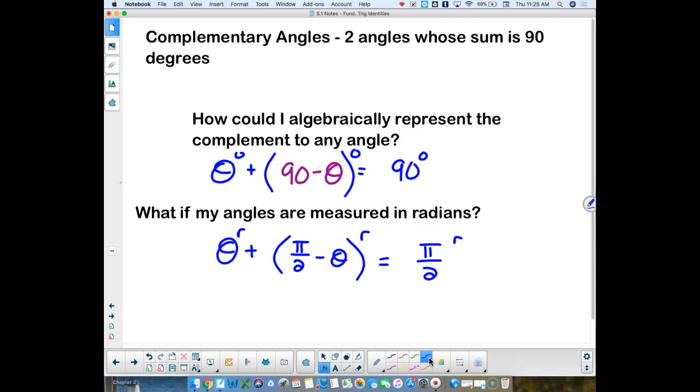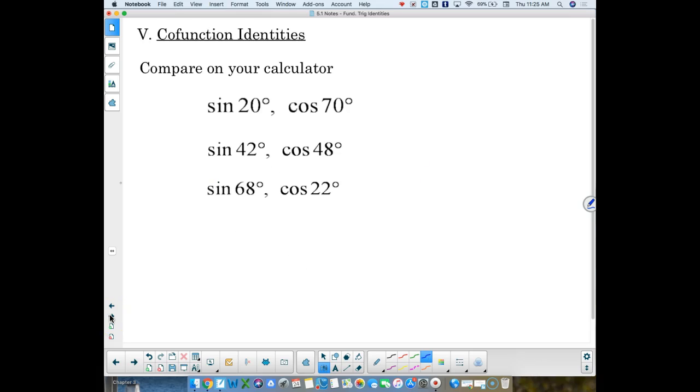Now, let's look at comparing those two on your calculator. Somebody figure out what the sine of 20 degrees is, and somebody figure out what the cosine of 70 degrees is. Which one did you go with? Sine of 20? Cosine of 70? Okay, I'm going to read off because I got cosine of 70 on mine. You tell me if it's exactly the same.